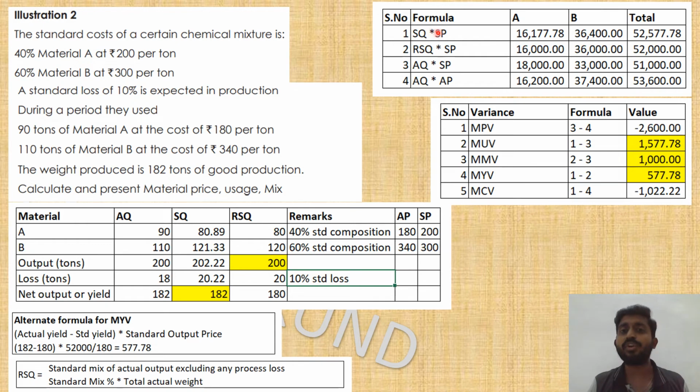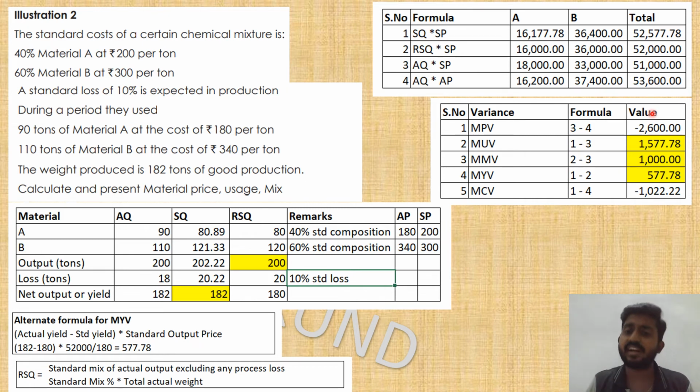Standard quantity into standard price will give you the standard cost of the product. Actual quantity into actual price is going to be the actual cost of the product. Standard cost of the product minus actual cost of the product is going to give you the material cost variance. So now we have calculated the variances.